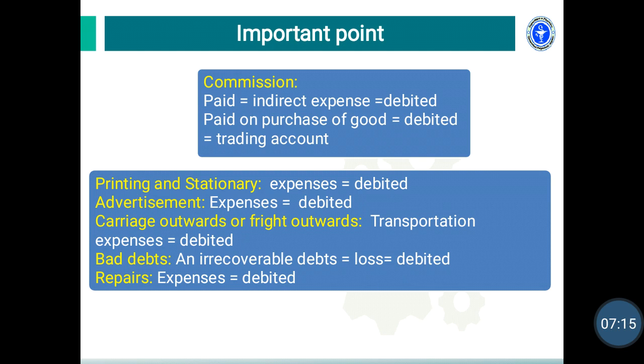Bad debts. An irrecoverable debt is known as a bad debt, and this is a loss item for a business, and that's why it appears on the debit side of the profit and loss account. Repairs. Repairs means repairing of plant, machinery and building. It is also an indirect expense, and therefore it gets debited to the profit and loss account.